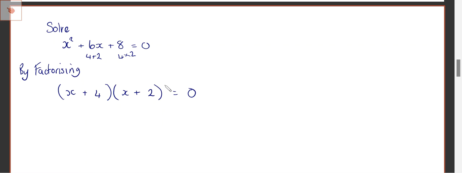So you factorised it, we just need to now do the solving. So x plus 4 has to equal 0, or x plus 2 has to equal 0. So in this case, x has to be -4. In this case, x has to be -2.